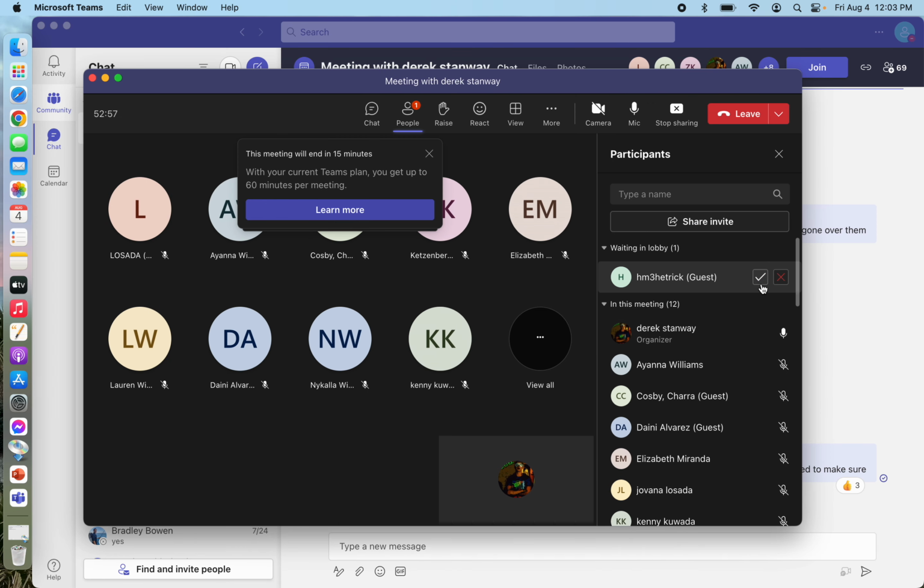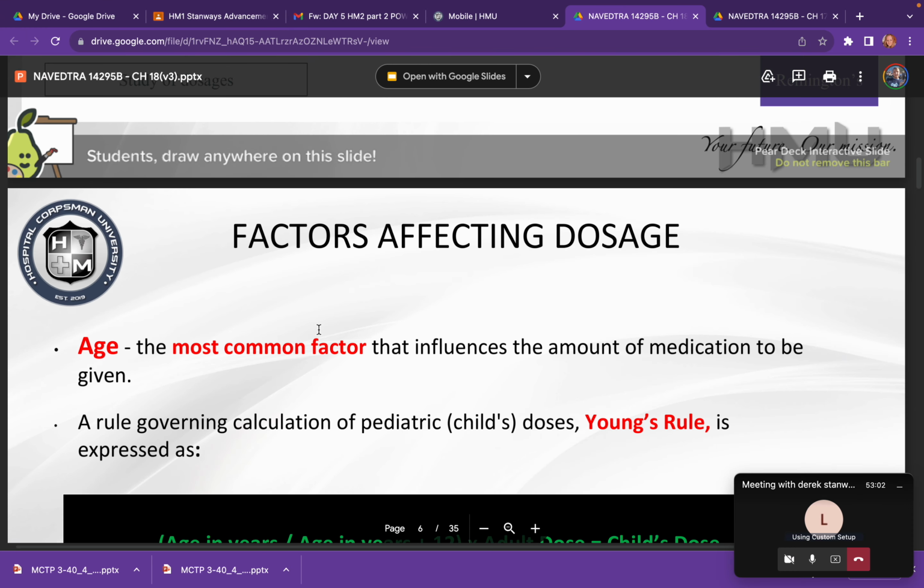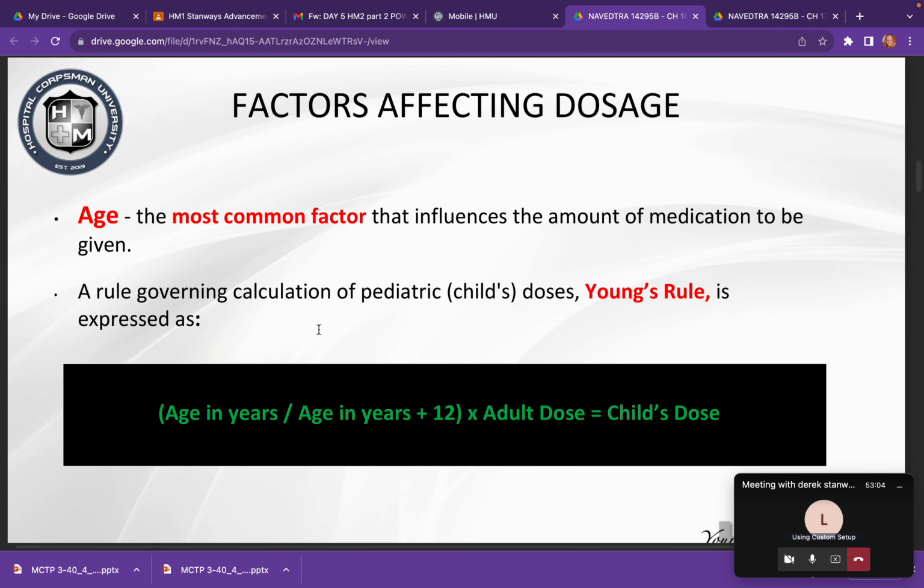So for age, it's always gonna be attached to Young's rule. So it's gonna be the age in years divided by the age in years plus 12 times the adult dose. That will calculate the child's dose for medication. So there's two of them, so make sure when you get the information on the question, you know exactly what you're looking for. And after this is gonna be a question that's similar to something you may see on the test.